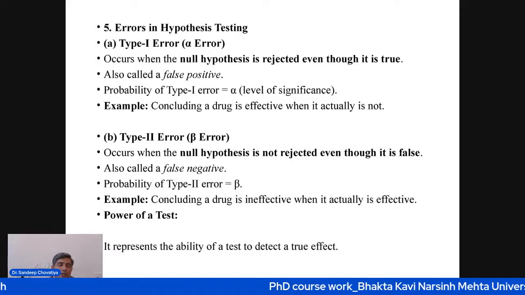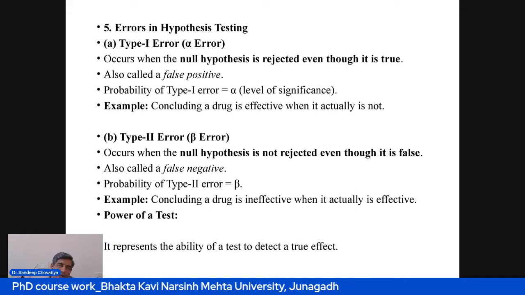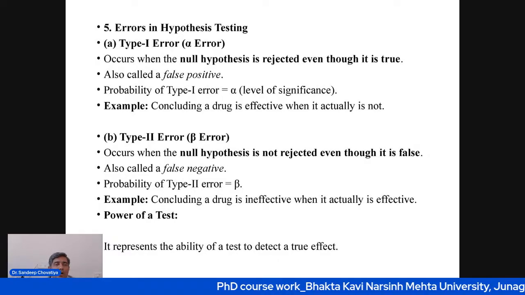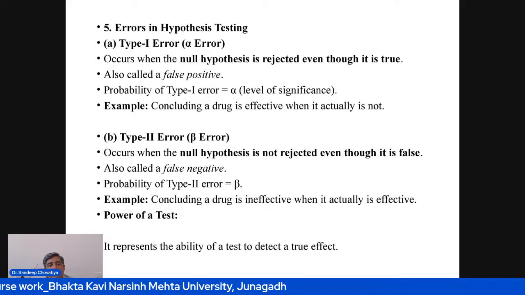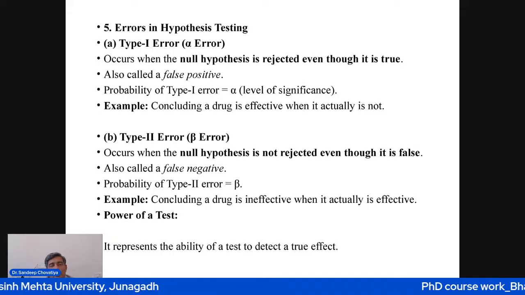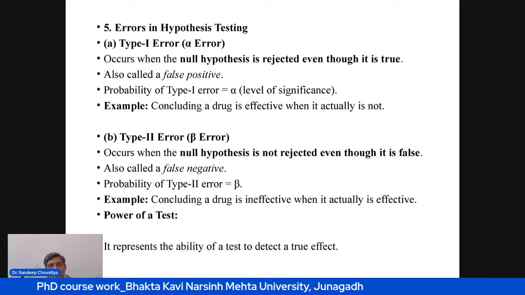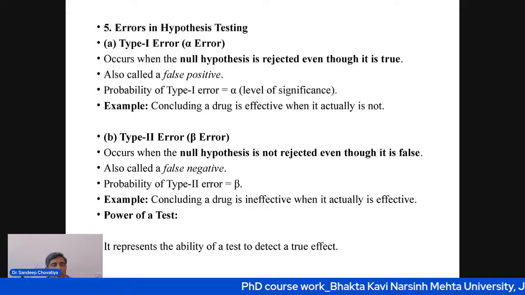Okay, then the error in hypothesis testing, which is known as a type 1 error, which is an alpha error. It occurs when the null hypothesis is rejected even though it is true, also called a false positive. The probability of type 1 error is known as alpha, or the level of significance. The example is concluding the drug is effective when it is actually not. So this is known as a type 1 error. Here the null hypothesis is rejected even if it is true, so it is known as a false positive or type 1 error.